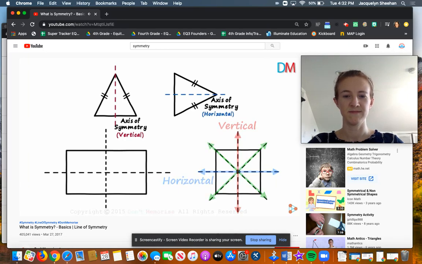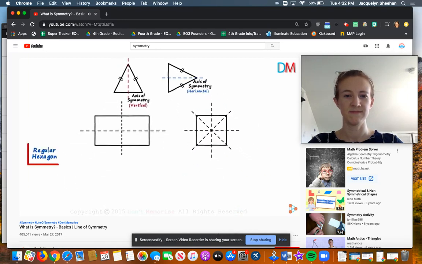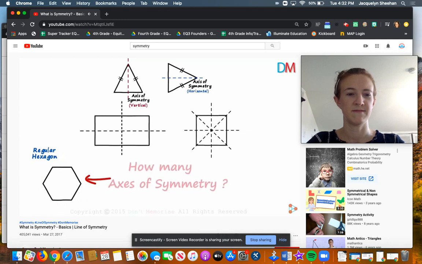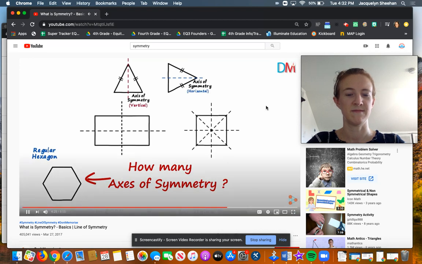More than four? What if we have a figure like a regular hexagon? A regular hexagon is a closed figure with 6 equal sides and 6 equal angles. How many axes of symmetry does a regular hexagon have? Pause the video and try to arrive at the correct answer. How many do you think?